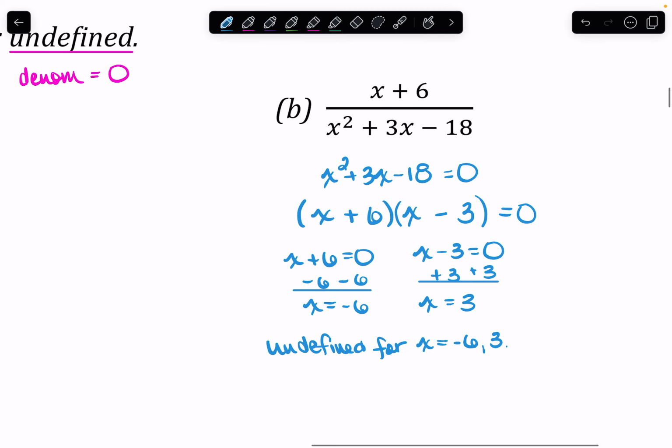Now just be careful with this one. Do notice one of these factors from our denominator was in the numerator as well. Always do undefined before you simplify your expressions.